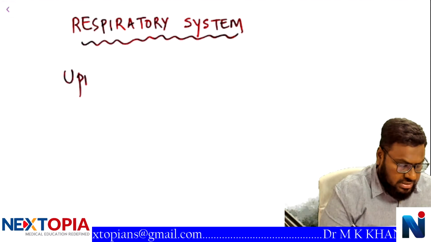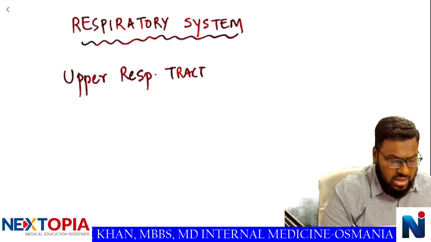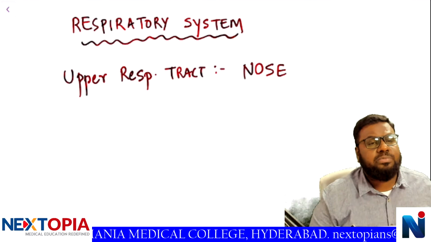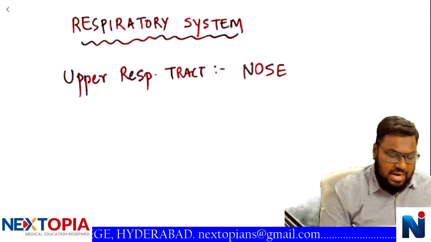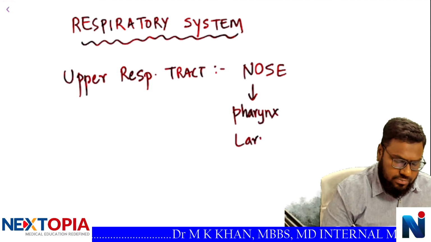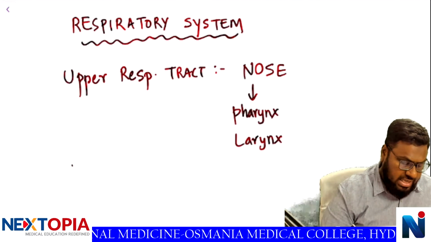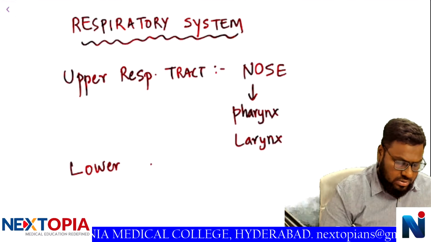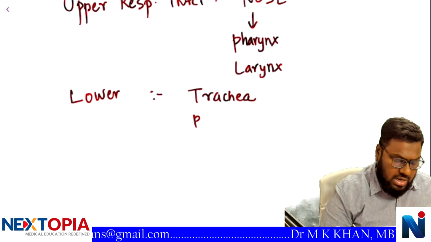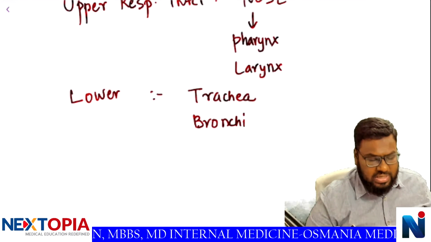The upper respiratory tract consists of the nose, from the nose up to the pharynx, the larynx. All these are included under upper respiratory tract, whereas the lower respiratory tract consists of the trachea, the bronchi, the bronchioles, the terminal bronchioles, the respiratory bronchioles, and the alveoli.